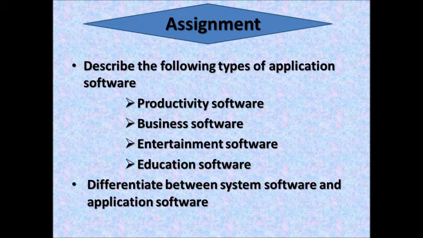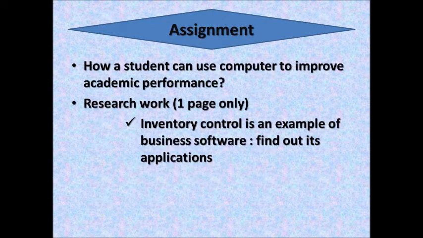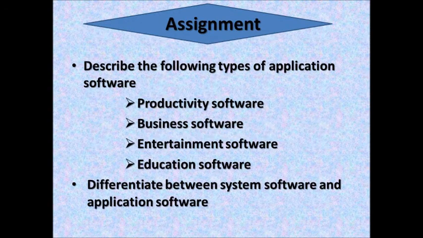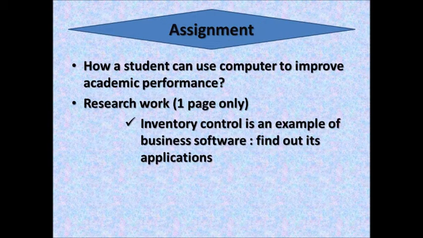Then in the task we have four questions. One is research work and the remaining three questions are from your textbook exercise of chapter number one. The first question is: describe the following types of application software. You have to describe the four types: productivity, business, entertainment, and education software. The second one is to differentiate between system software and application software.